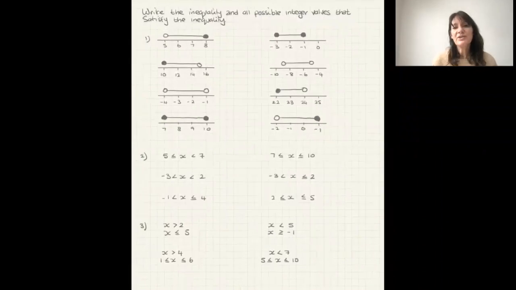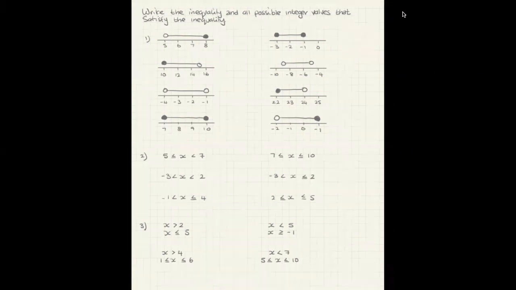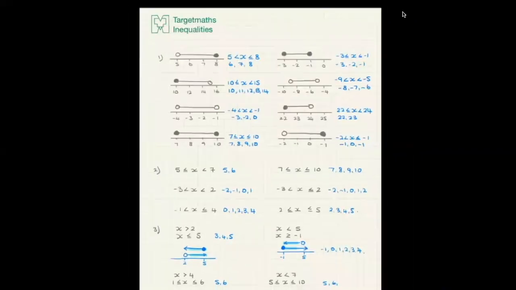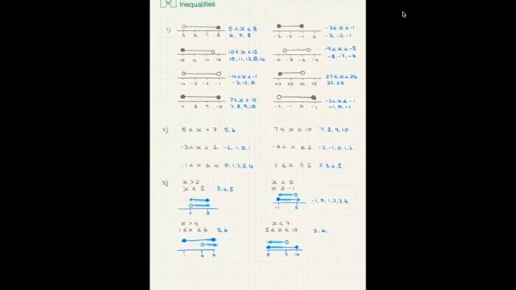Okay, so there's some practice questions for you. You're going to write the inequality and all possible integer values for each of those questions. And then I will see you next session. So really, really well done. Just pop your answers up. There you go.